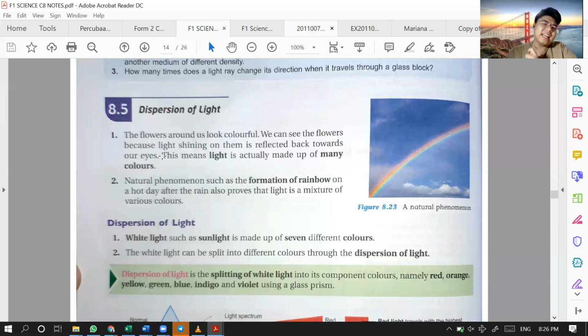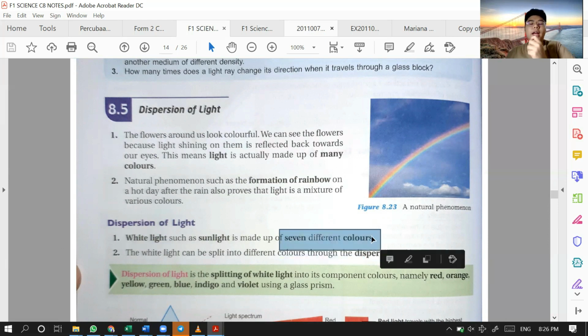This sunlight has another scientific name, called white light. So whenever you say white light, it means sunlight. Is white light actually white in color? Yes. But why is it white? Not because it is originally white, but because the 7 colors add up together to become white. Which 7 colors? Rainbow colors.